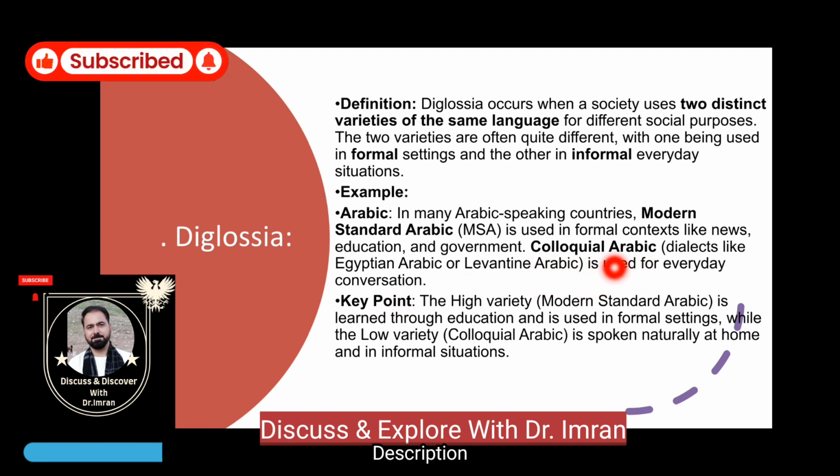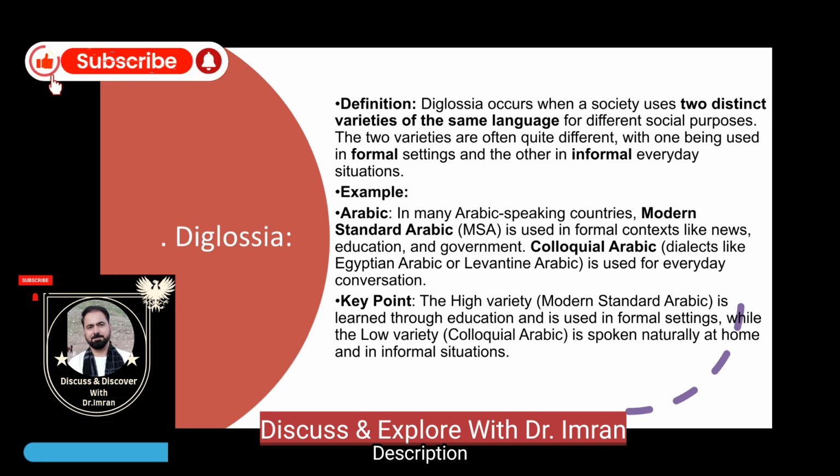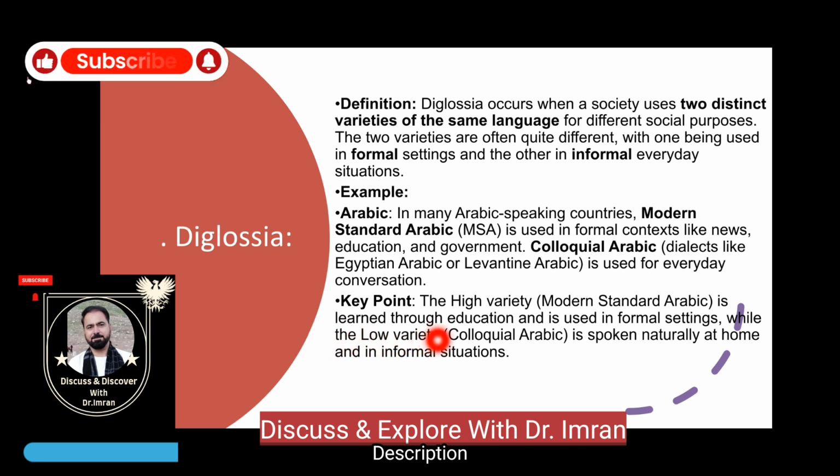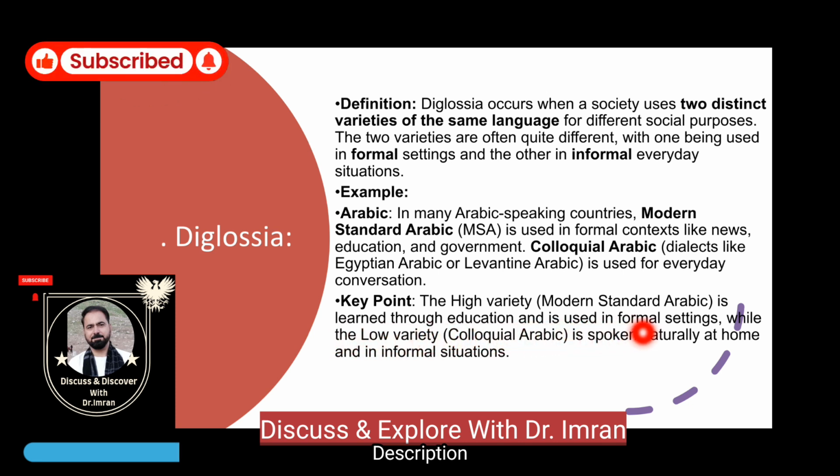This is what we call the low variety. And the high variety is the same everywhere; it is used in news channels, media, and education, universities, schools, colleges, etc. So what is the key point here? The high variety, Modern Standard Arabic, is learned through education and is used in formal settings, while the low variety, colloquial Arabic, is spoken naturally at home and in informal situations.